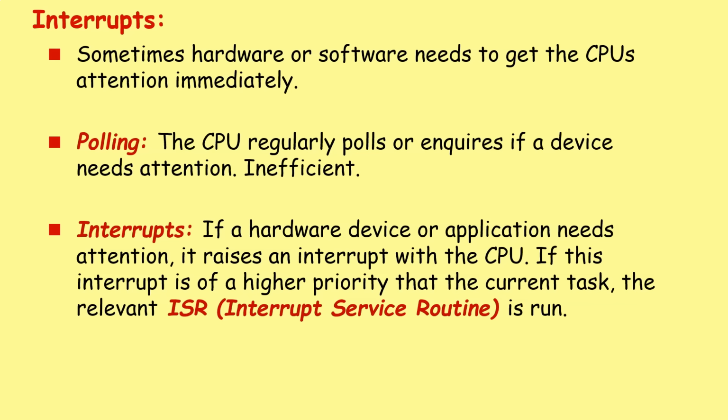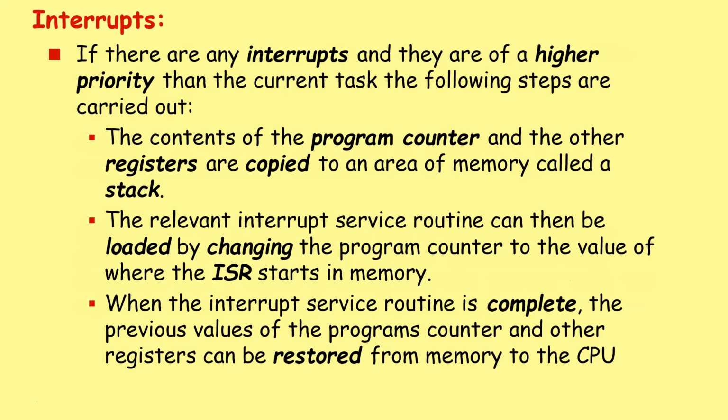If this interrupt is of a higher priority than the current task, the relevant ISR, or interrupt service routine, is run. If there are any interrupts and they are of higher priority than the current task, then the following steps are carried out. The contents of the program counter and the other registers are copied to an area of memory called the stack. The relevant interrupt service routine can then be loaded by changing the program counter to the value of where the ISR starts in memory. When the interrupt service routine is complete, the previous values of the program counter and other registers can be restored from memory to the CPU.